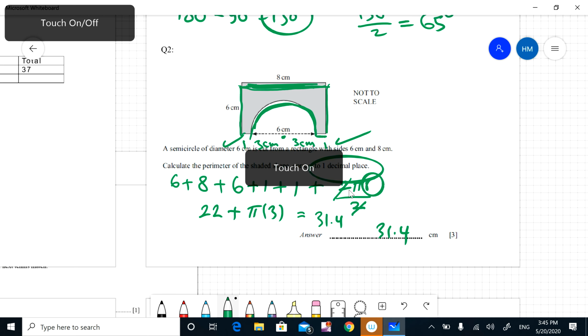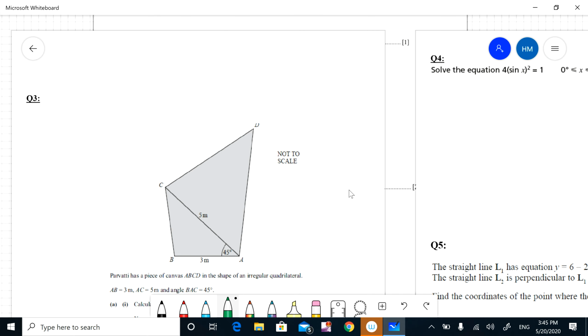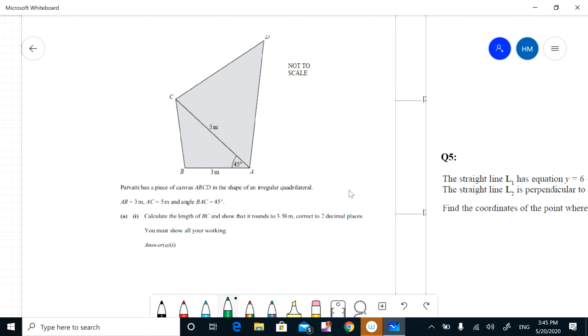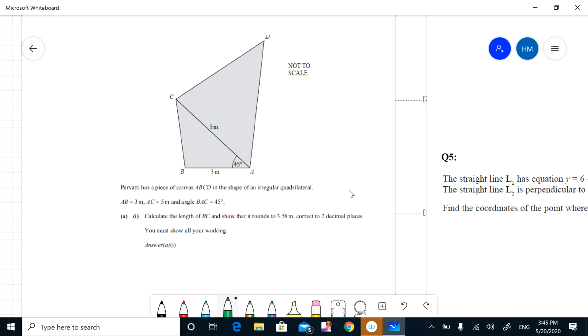Let's go to the third question. The third question is about trigonometry. First of all, we have this quadrilateral. AB is 3 centimeters as shown, AC is 5 centimeters, the angle BAC is 45 degrees. Calculate the length of BC.